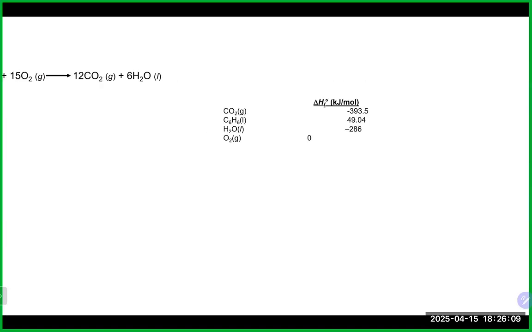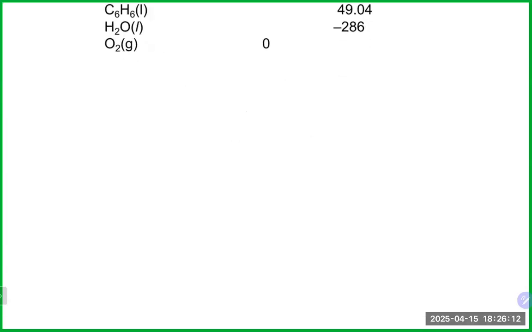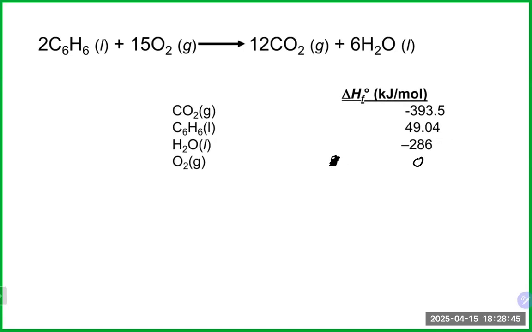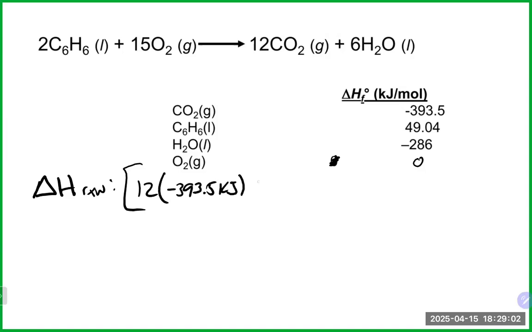All right. One last one here, I think. Okay, so once again here, you would go to the table if it wasn't provided for you, and we'll do our, again, products minus our reactants. So 12 times our CO2 value of minus 393.5. We're going to add that to 6 times our water, minus 286 kilojoules there. That is going to basically take care of all of our products here.